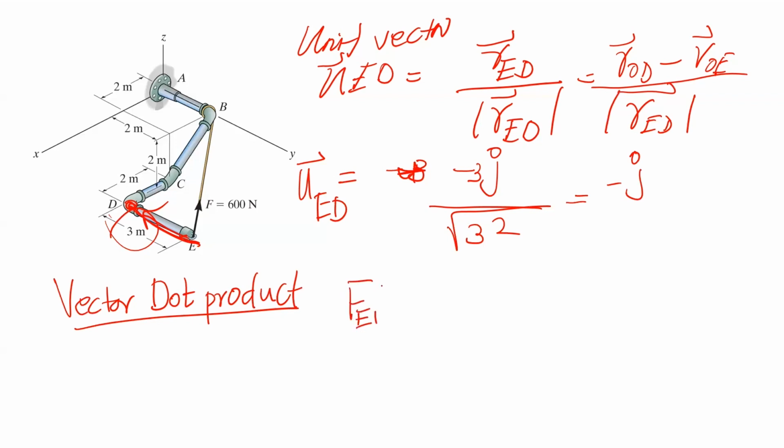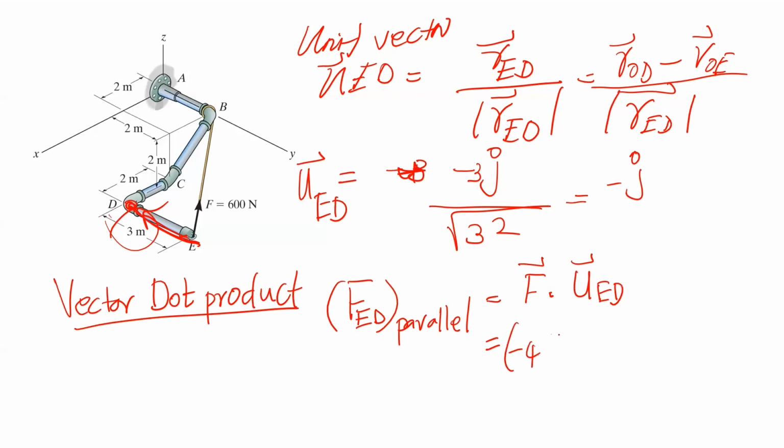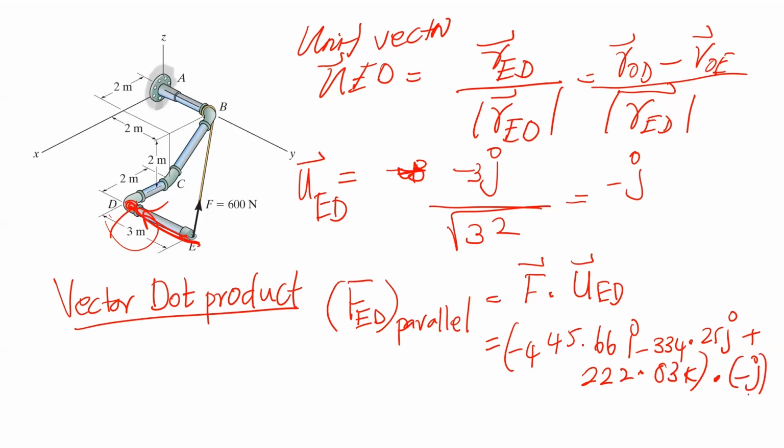So my parallel component in ED, let's say parallel, that's going to be my force vector dot product with my unit vector in ED. So by getting that, I'm going to write my force vector, which is negative 445.66 i and negative 334.25 j plus 222.83 k, and then I'm going to put the dot product times j.